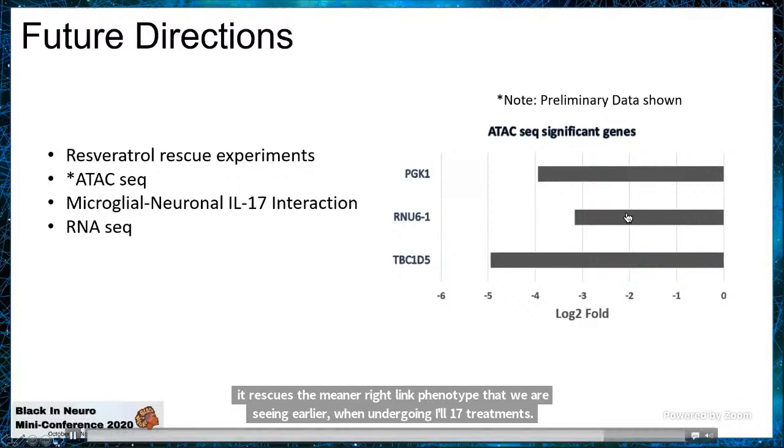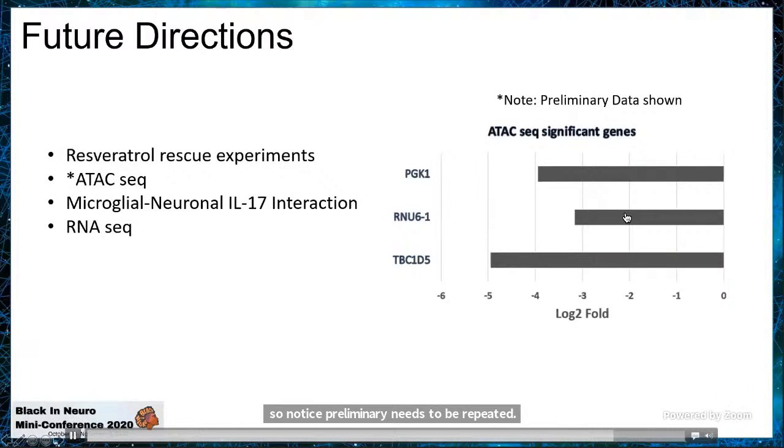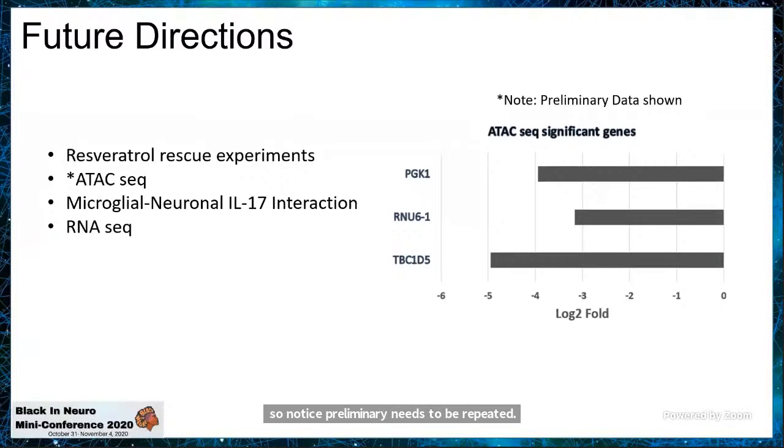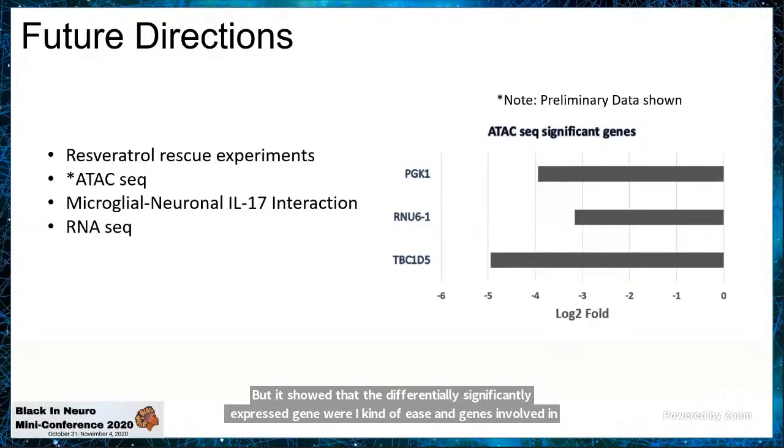Moreover, we plan to look at the microglial neuronal IL-17 interaction, since we have a protocol in the lab that can convert human embryonic stem cells to microglia. Additionally, we plan to conduct RNA-seq in order to further characterize the differentially expressed genes when neurons have undergone IL-17 treatment.